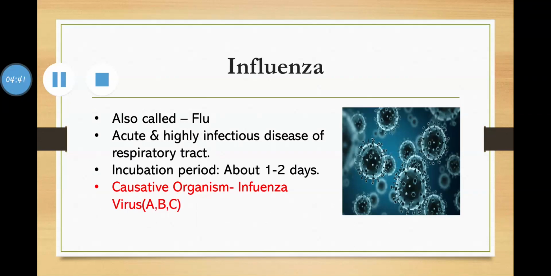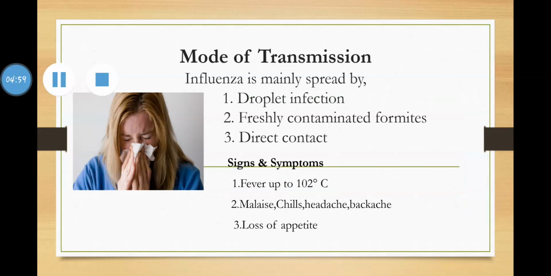Influenza, also called flu, is an acute and highly infectious disease of the respiratory tract. Incubation period is about 1 to 2 days. Causative organism: influenza virus A, B, C. Mode of transmission: influenza is mainly spread by droplet infection, freshly contaminated fomites, besides direct contact.